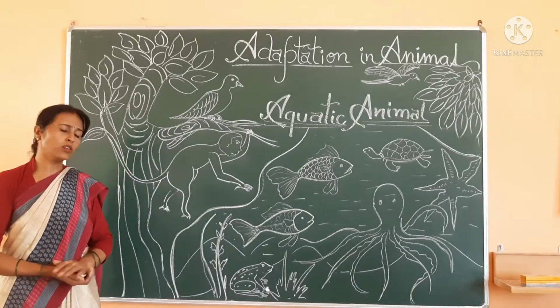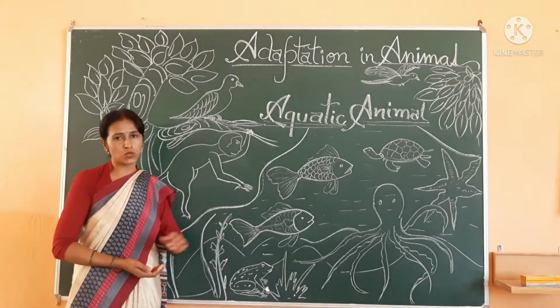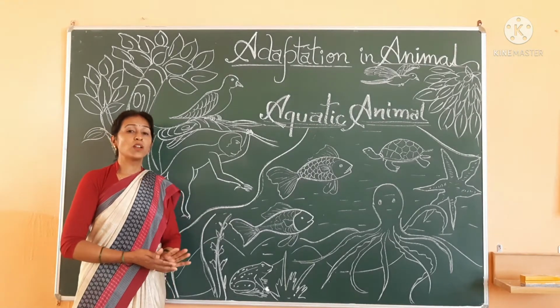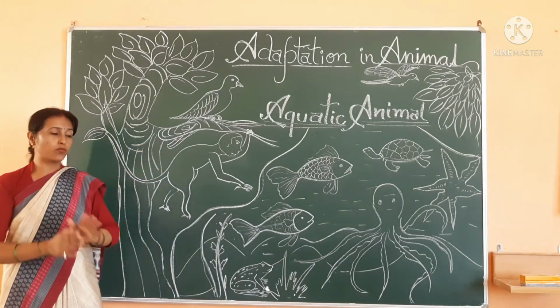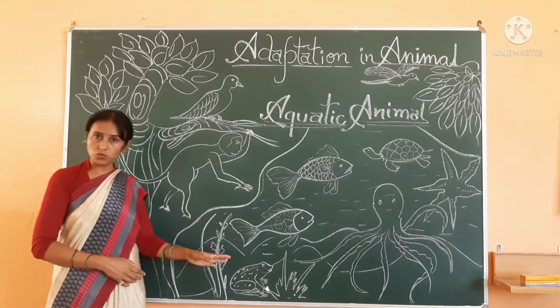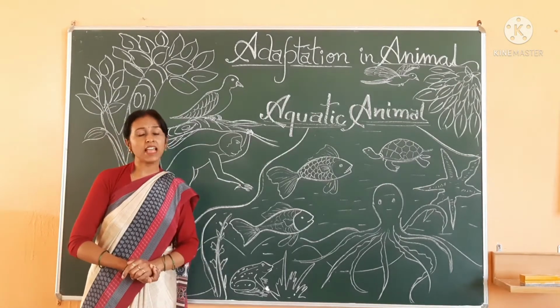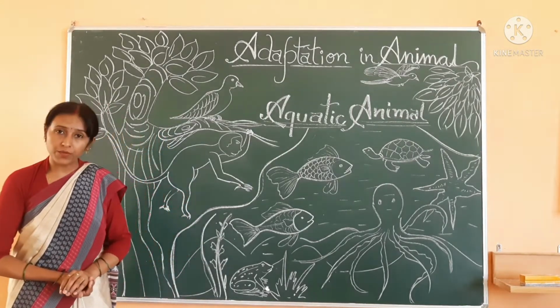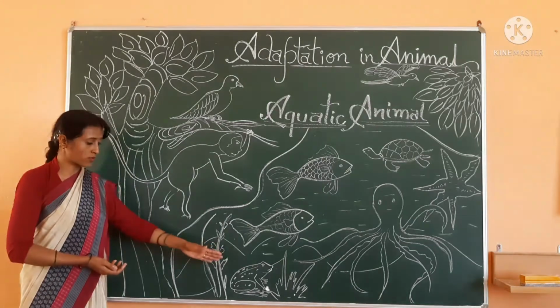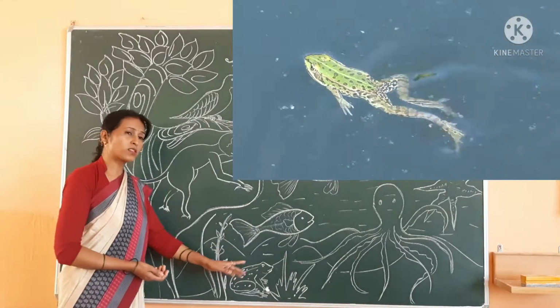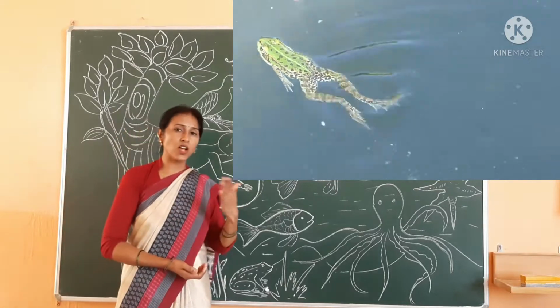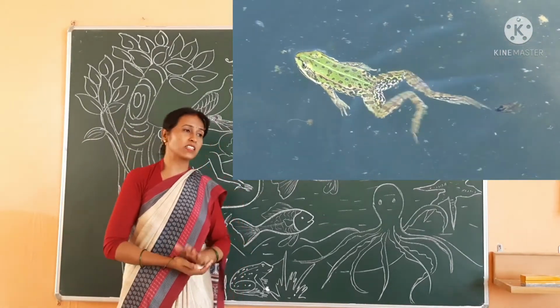After that, another topic is animals that are found on land as well as in water. What is the name of that animal? That animal is named amphibians, like frogs. Frogs have the capability, their body structure is like this.